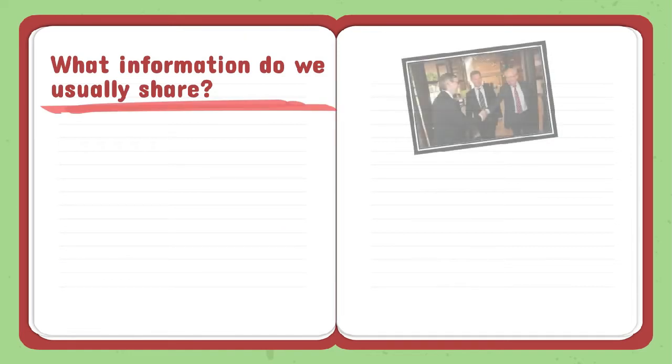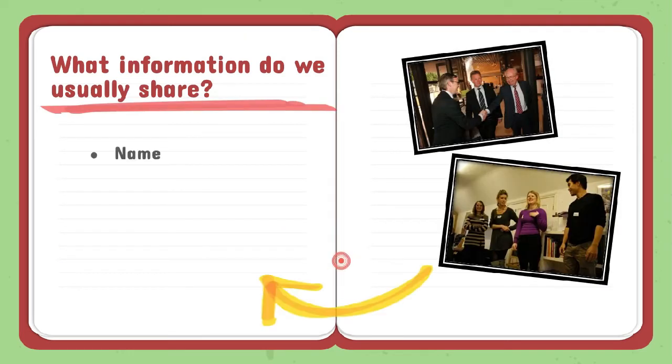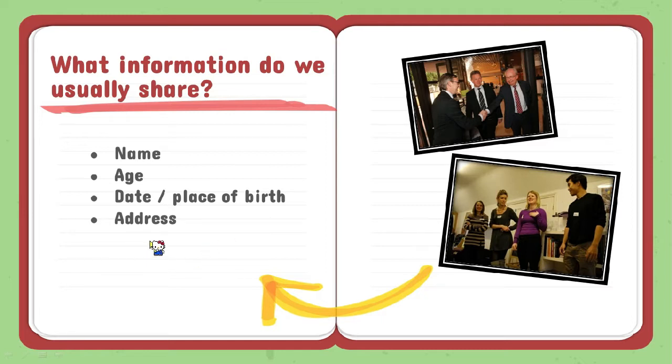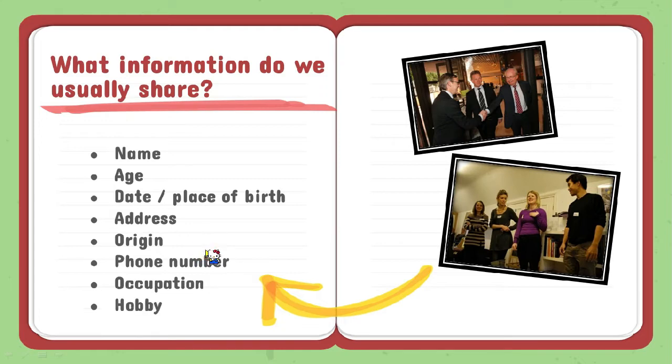So, what are the examples of personal information that we can share to other people? Okay, here are the examples. First is our name. Then it could be about age, date or place of birth. Then next, our address, where we currently live, origin, where we come from, our phone number, occupation, what we are and what we do to earn money, and the last might be our hobbies.